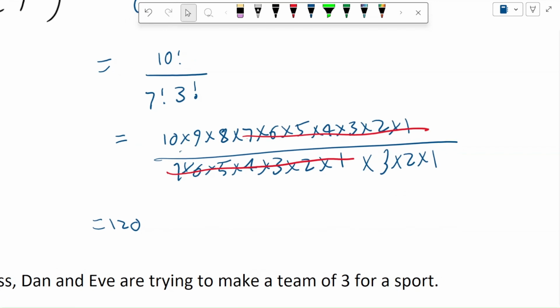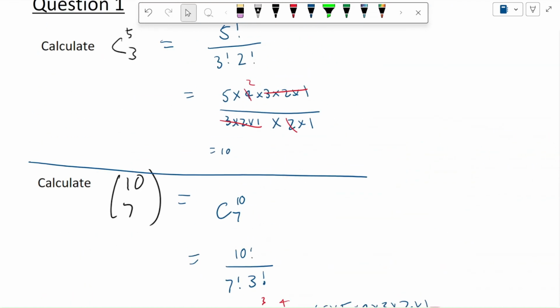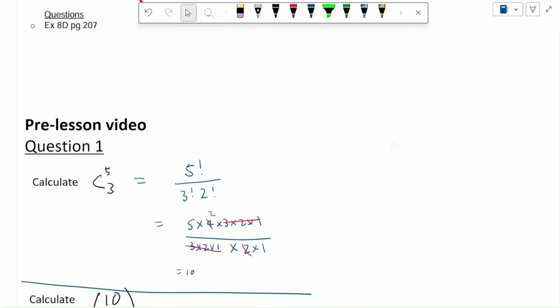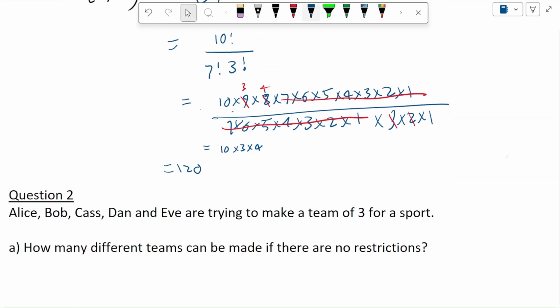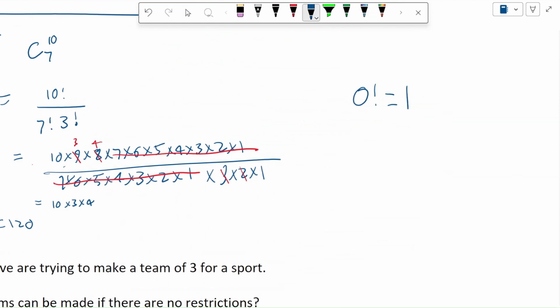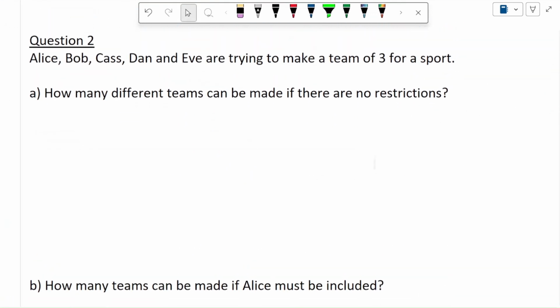We can do a little bit of extra cancellations. So maybe the 3 and the 9, you'll be left with 3 there, and the 2 and the 8, you'll be left with 4. So I've got essentially 10 times 3 times 4 on the top, and nothing on the bottom, which is 120. So that's how you do it. If you want, you can just use your calculator. You can always do C and then whatever the number is there. And as long as this number is smaller than or equal to n, you should be fine. And remember, 0 factorial does equal 1. That's a little thing that should help you out a lot.